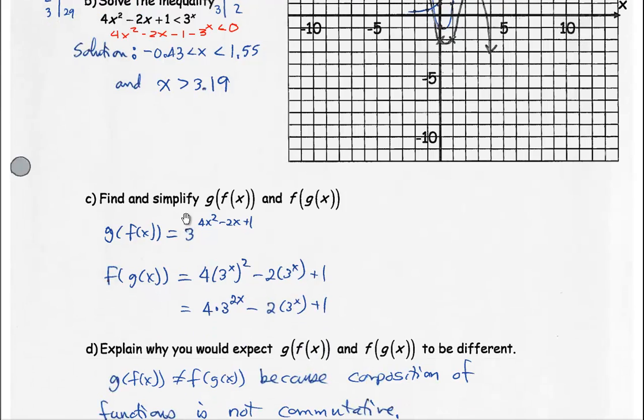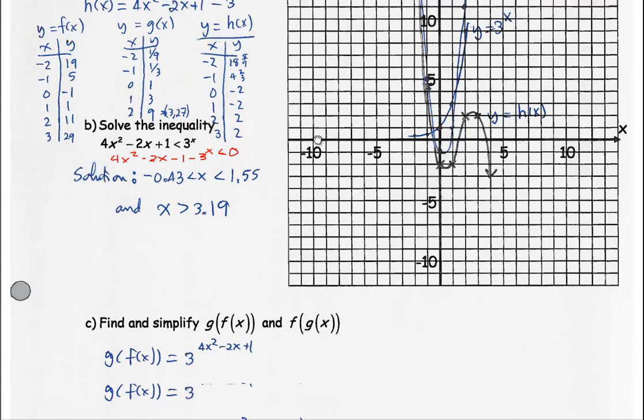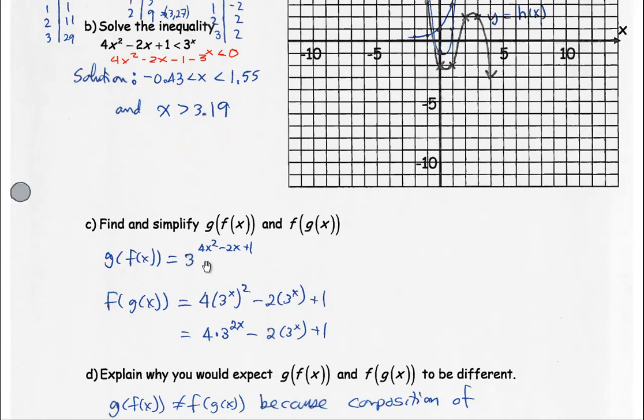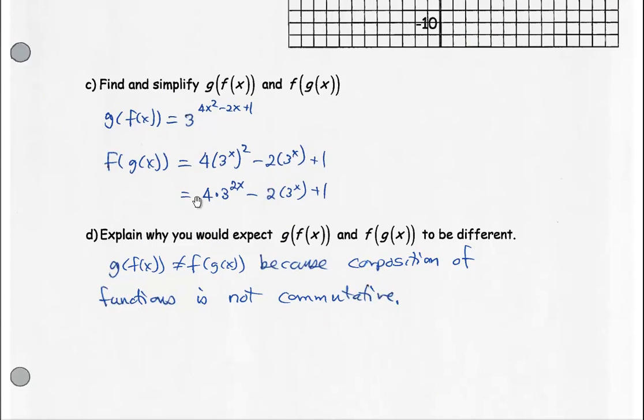For C here, asked to find and simplify g of f of x and f of g of x. So g of f of x means you're putting f of x into g of x. So you're putting this in place of x. So it's 3 to the power of that quadratic. So that's the first part in C. F of g of x means you're putting the g of x here in place of x here and here. So it'd be 4 times this 3 to the x squared minus 2 times the 3 to the x plus 1. And so that's what that looks like.